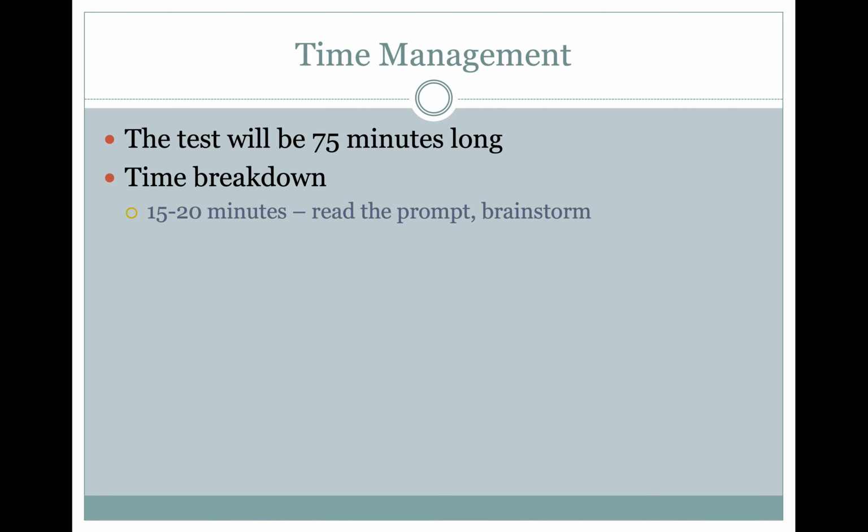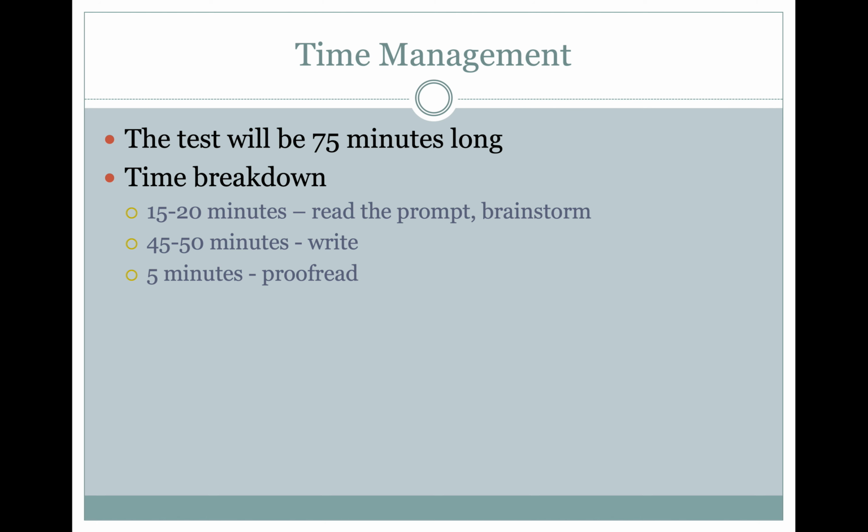Time breakdown, number one, take about 15 to 20 minutes to read the prompt and brainstorm. So you'll have a prompt where you're going to read through it and then brainstorm your response. So just take a few minutes to make sure you understand the prompt. Take about 45 to 50 minutes to write. And then take about 5 minutes at the end to proofread.